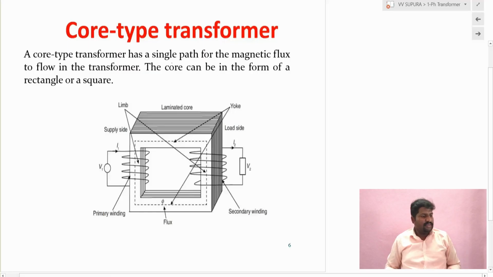The core type transformer has a single path for the magnetic flux. That means the primary winding is on one limb, and there is only one single path for the magnetic flux. The primary winding is linked to this limb and the secondary winding is linked to this limb. The flux direction will be in this way, flux phi. So there is only one path for the flux, and the primary winding and secondary winding are insulated.